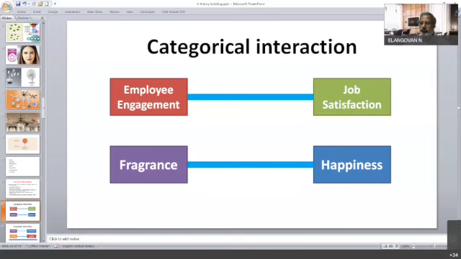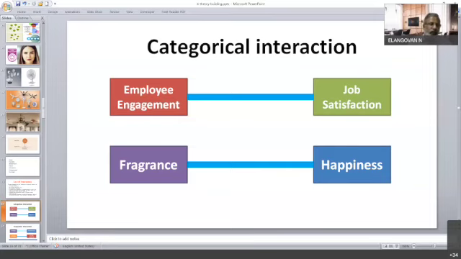Sir, for example, employee engagement and job satisfaction. Assume we want to measure job satisfaction. Can we measure employee engagement and conclude it for the job satisfaction? So that comes in the third relationship. Now I am slowly moving. The first relationship is when this is present, that is also present.